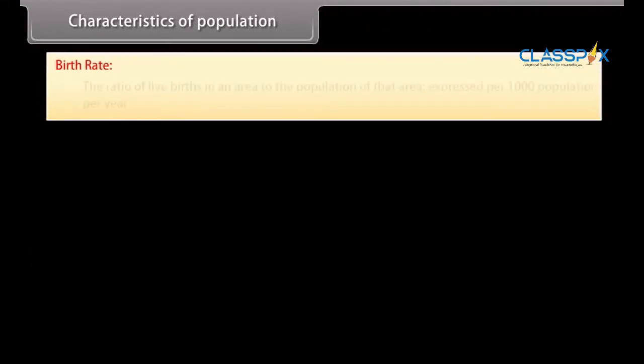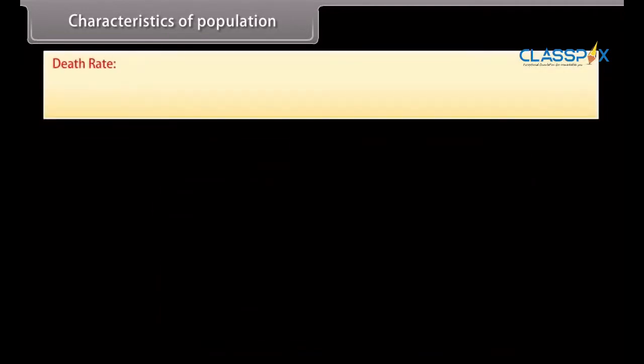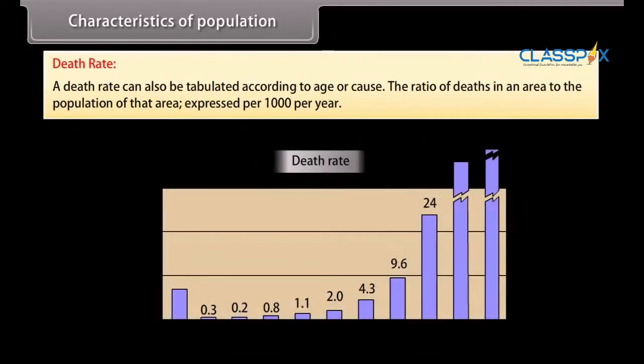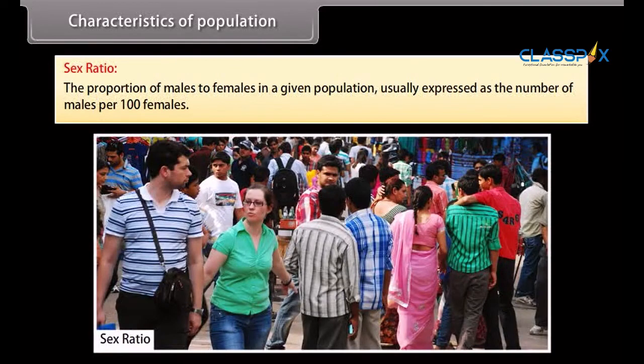Birth rate. The ratio of live births in an area to the population of that area, expressed per 1,000 population per year. Death rate. Death rate can also be tabulated according to age or cause. It is the ratio of deaths in an area to the population of that area, expressed per 1,000 per year. Sex ratio. The proportion of males to females in a given population, usually expressed as the number of males per 100 females.